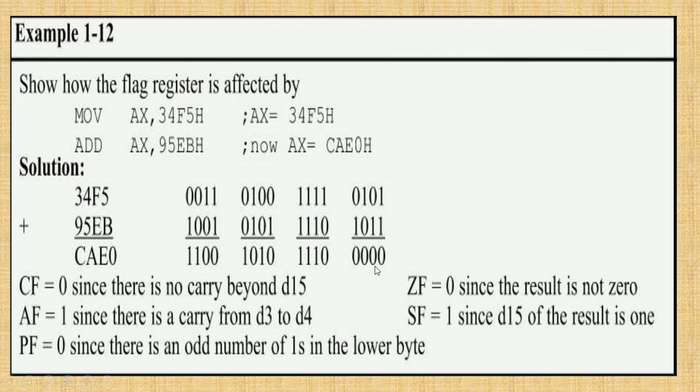Now here, what is the result? Result is not equal to 0, so zero flag is reset. What about sign flag? Set. Why? What is the MSB here? Bit number 15 is 1. 1 means what? Negative. Sign flag is set, since D15 of the result is 1.